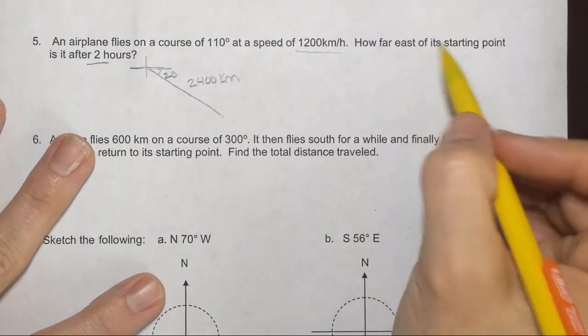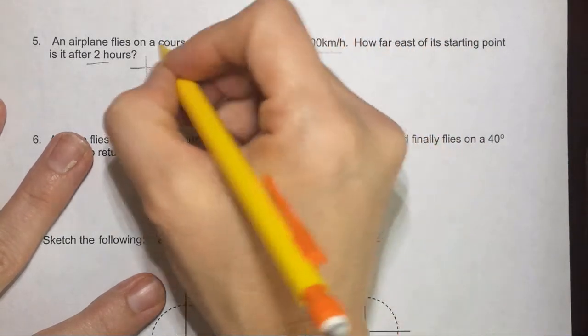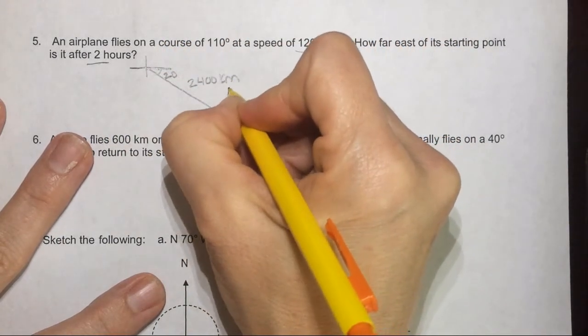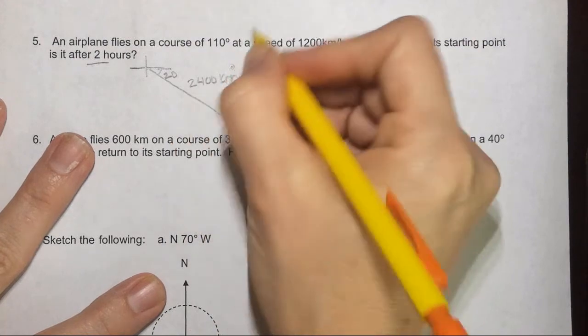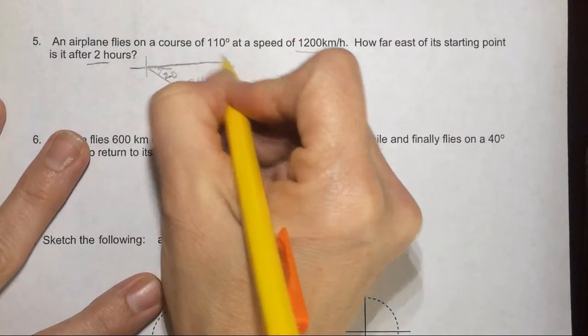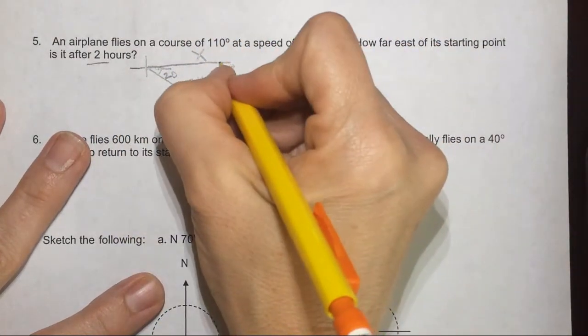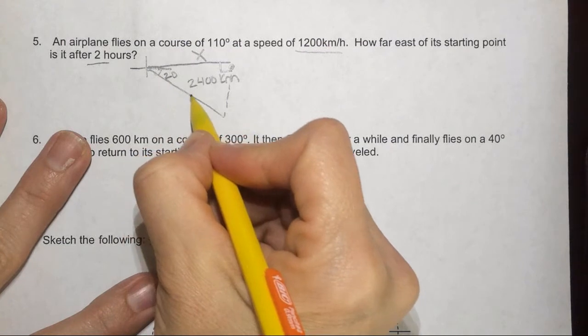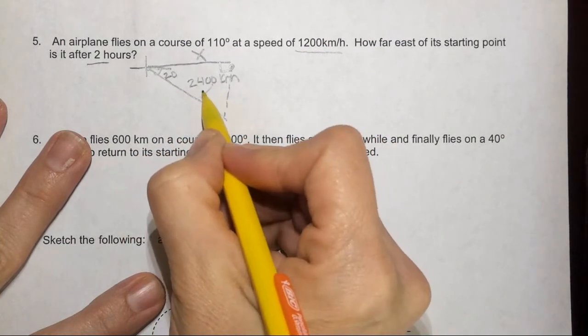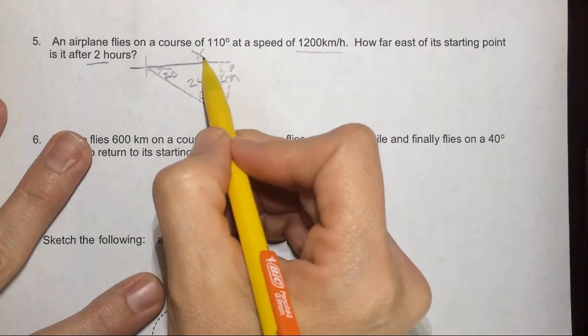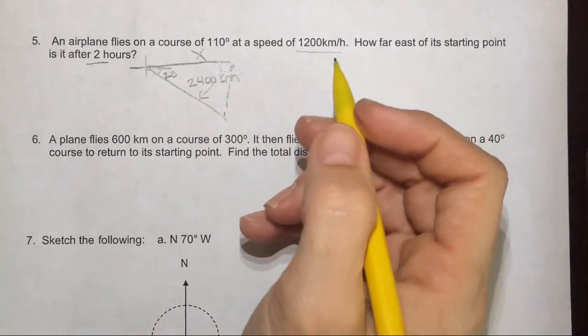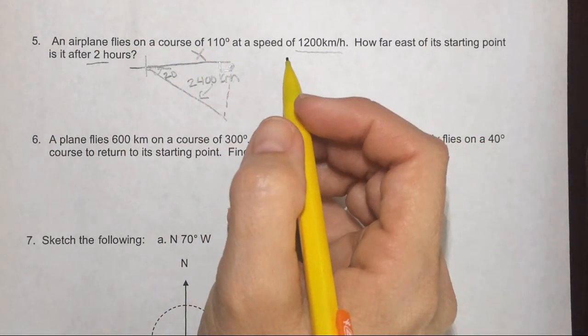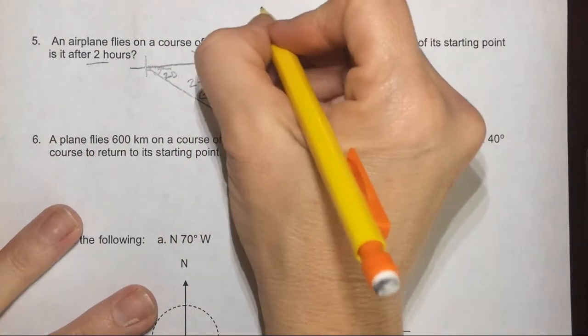And they want to know how far east am I from the starting point. So they want to know this distance right here. How far east? They want to know this. I see, because we're talking about east, that I now have a right triangle. And I know this distance right here is 2,400. And I know that I'm looking for this distance here. So I see SOHCAHTOA, let's write these down.